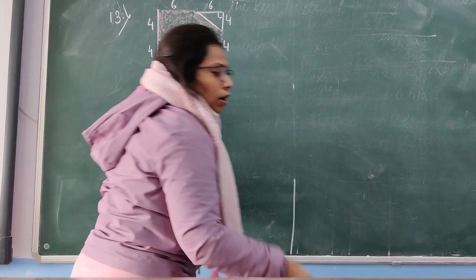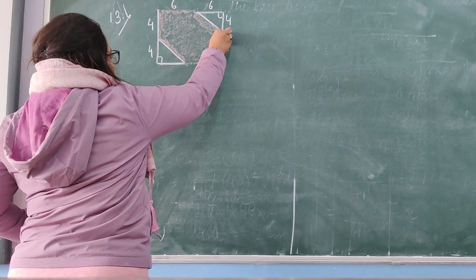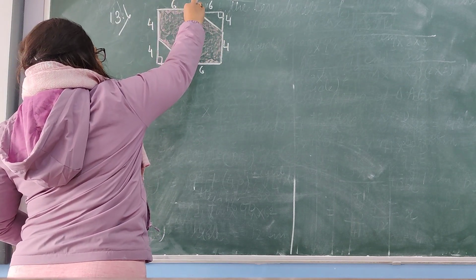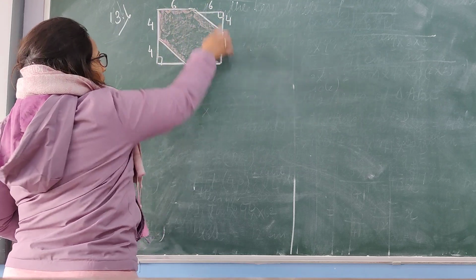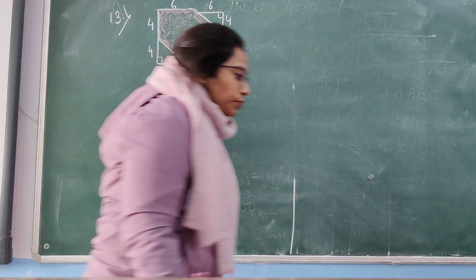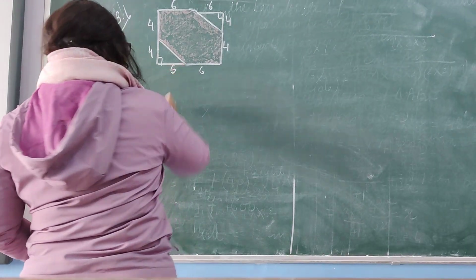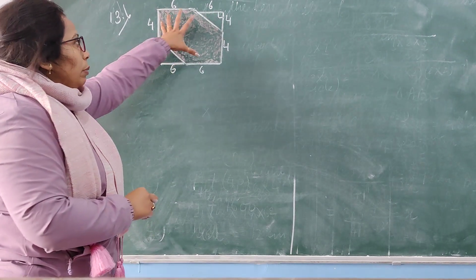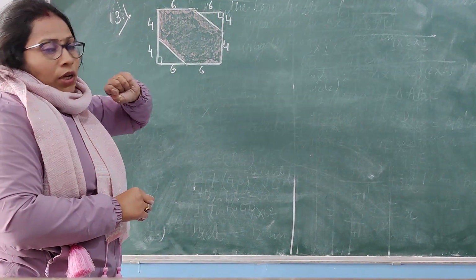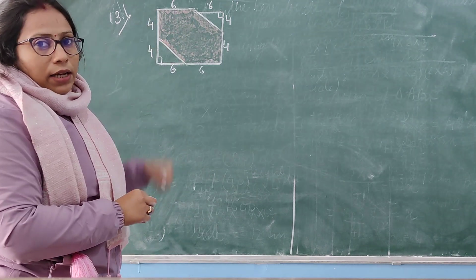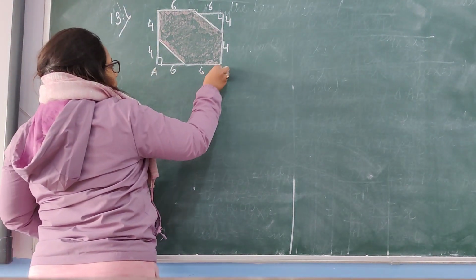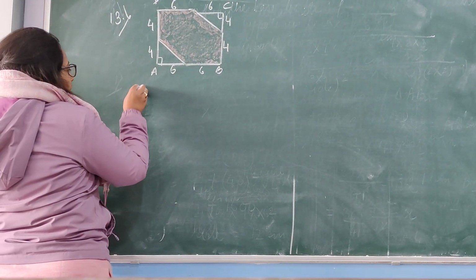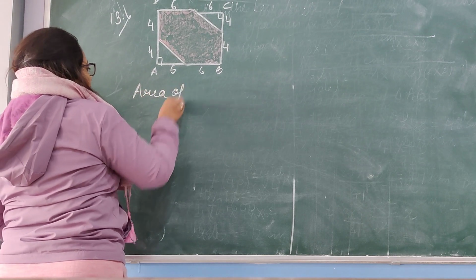We don't know how to use any formula directly for such figures. So what we can do is, from the outside figure, from this outer rectangle, if we subtract this triangle and this triangle, we will be left with the area of this shaded region only. So let's find the area of the outer rectangle first. Let's name it A, B, C, D. So let's find the area of rectangle ABCD.